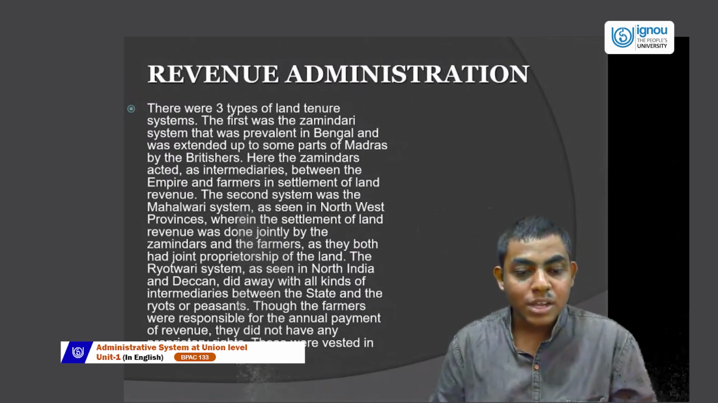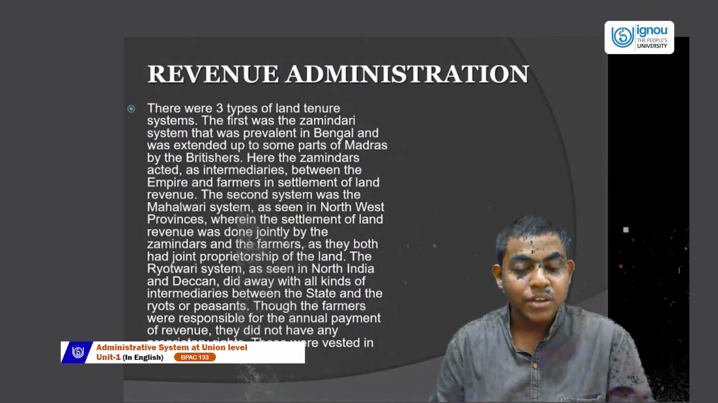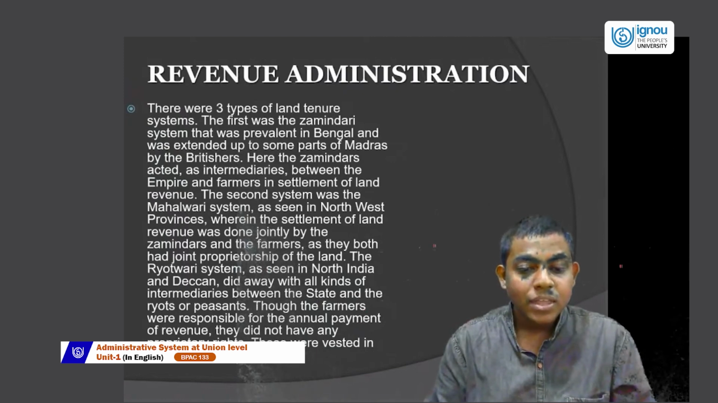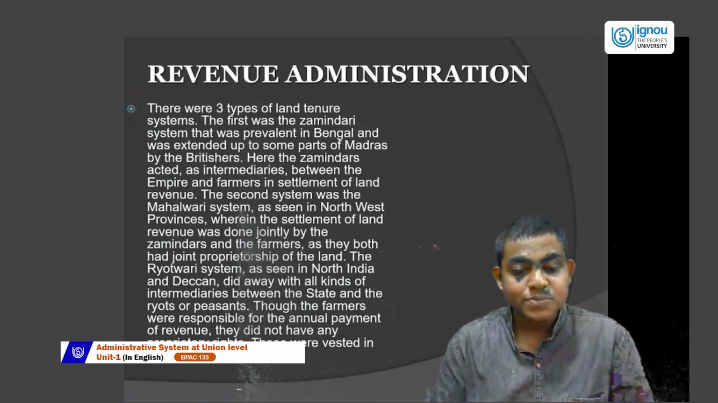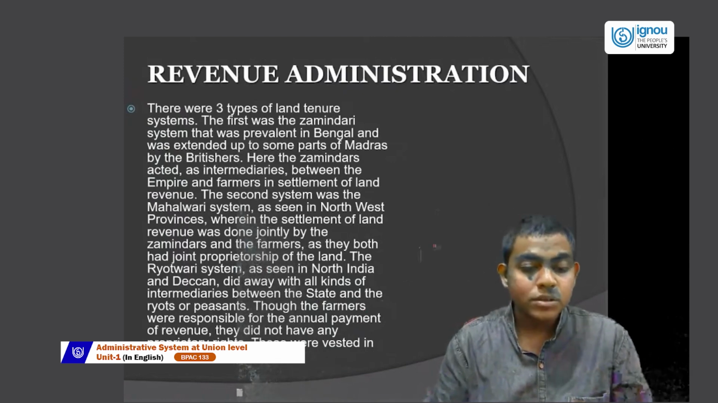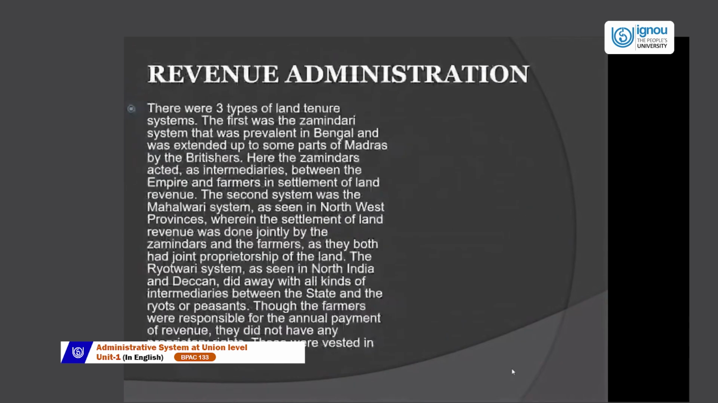It did away with all kinds of intermediaries between state and ryots or peasants. Though the farmers were responsible for the annual payment of revenue, they did not have any proprietary rights. All the proprietary rights during the Mughal period were vested in the king. So the farmers just had to cultivate the land and pay the revenue. However, they did not own the land. During the Mughal period, all the proprietary rights were under the king.